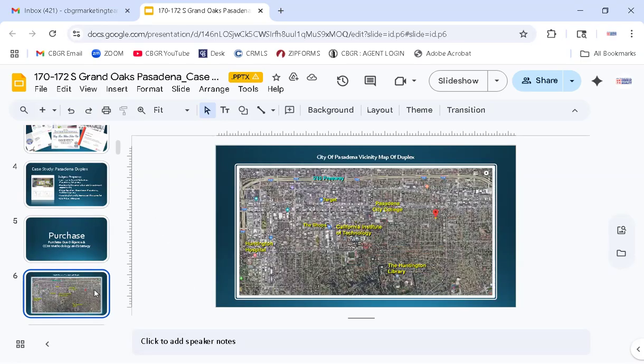Here's an aerial photograph. See this little red button? It shows that it's just 3/4 of a mile from Pasadena City College, 1 mile from Caltech, 2 miles from Huntington Library, just north of Huntington Library, 2 miles east of Huntington Hospital. Here's Colorado Boulevard, and here's Del Mar. That is a great property.